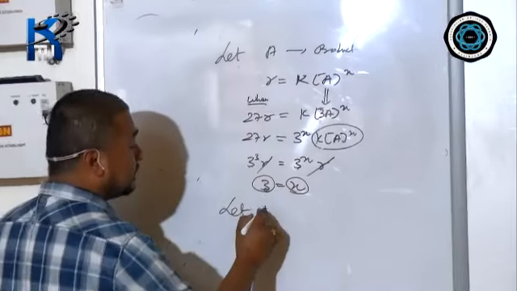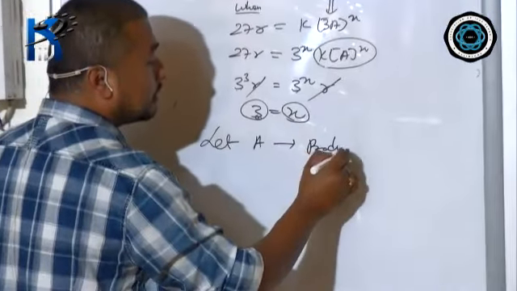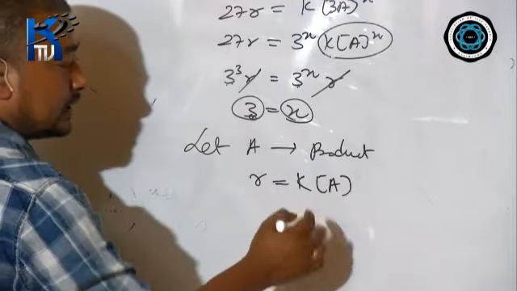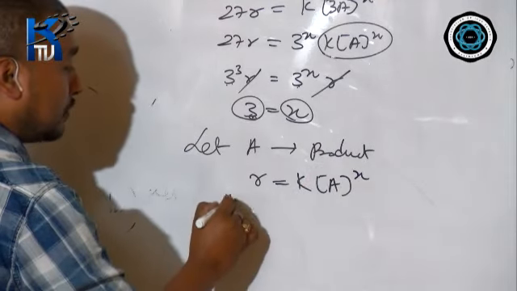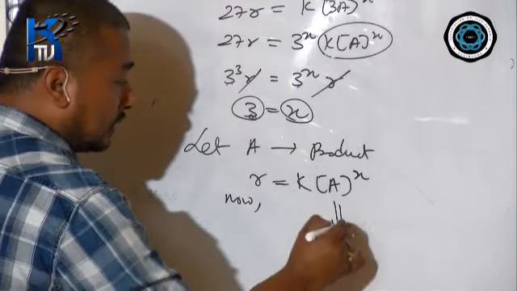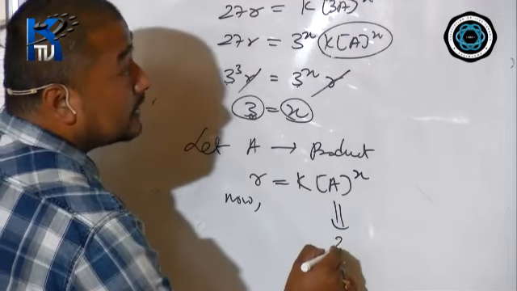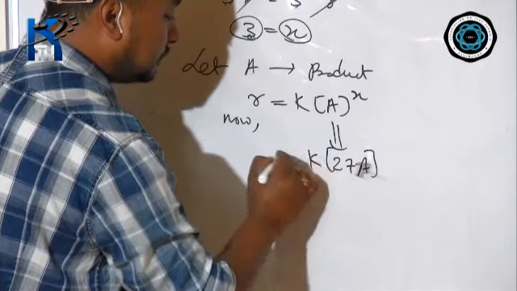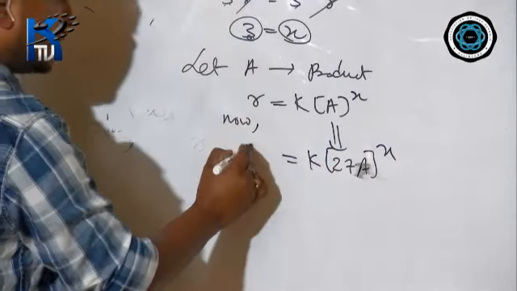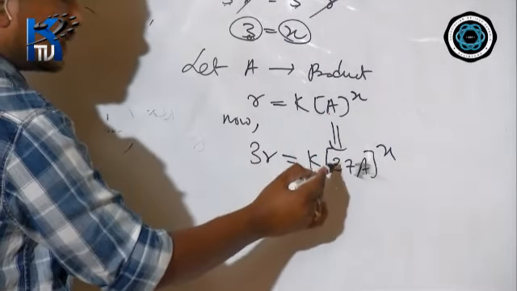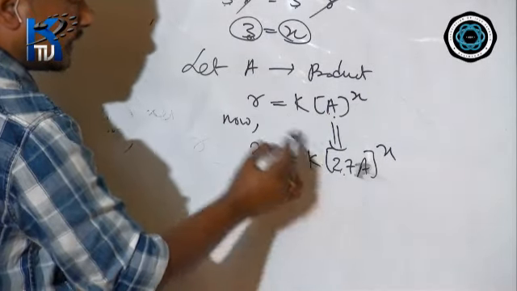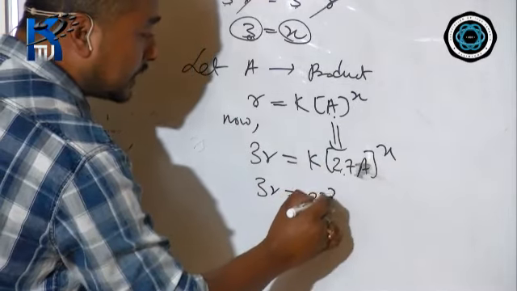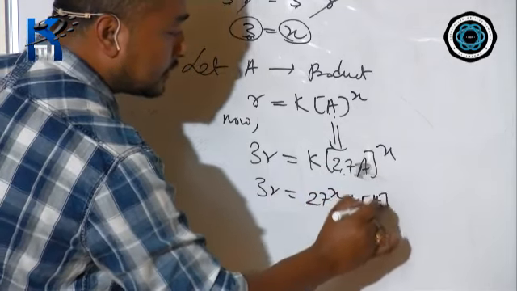For this reaction, again I am doing: A gives product, we don't know the order, and the rate equation is r = k[A]^x, where A is the reactant and the order we don't know, let it be x. Now the question says the concentration of the reactant is increased by 27 times, meaning A will become 27A. At that time the rate becomes 3 times. Now 27 to the power x, you take it out, and what remains inside is this much.